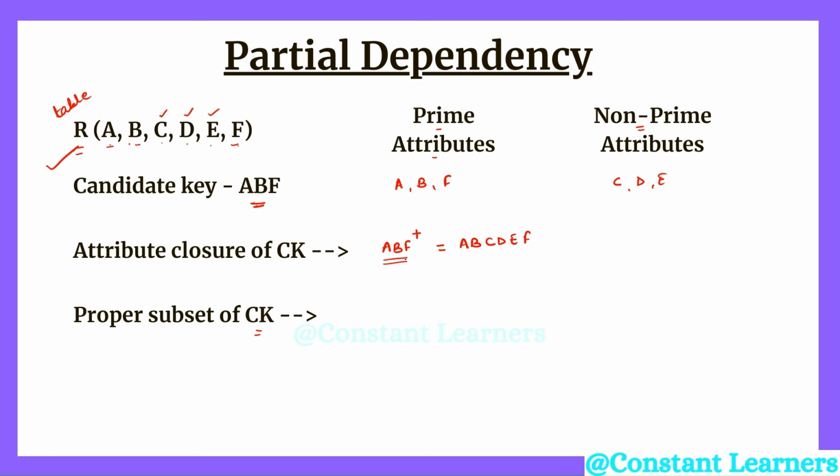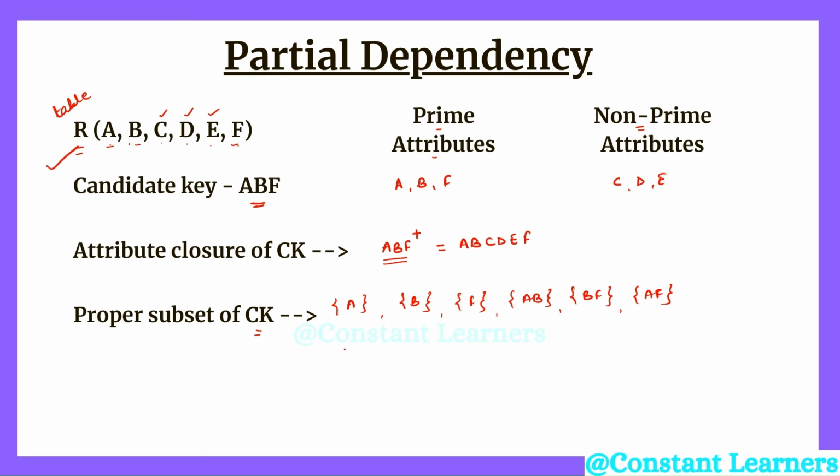So, if the candidate key is ABF, then its proper subsets will be A, then we'll have B, then we'll have F, then we will have AB, correct? Then we will have BF, and we will have AF. These are all the proper subsets of the candidate key ABF.